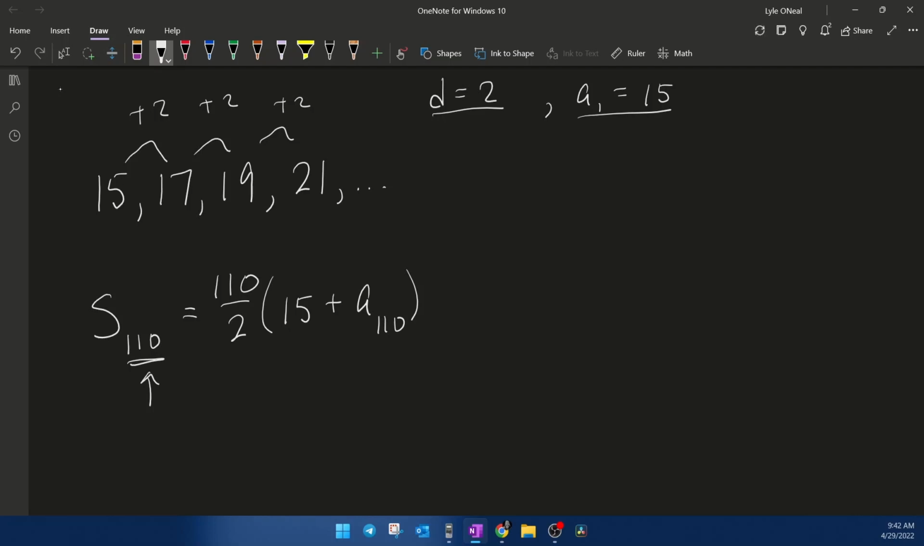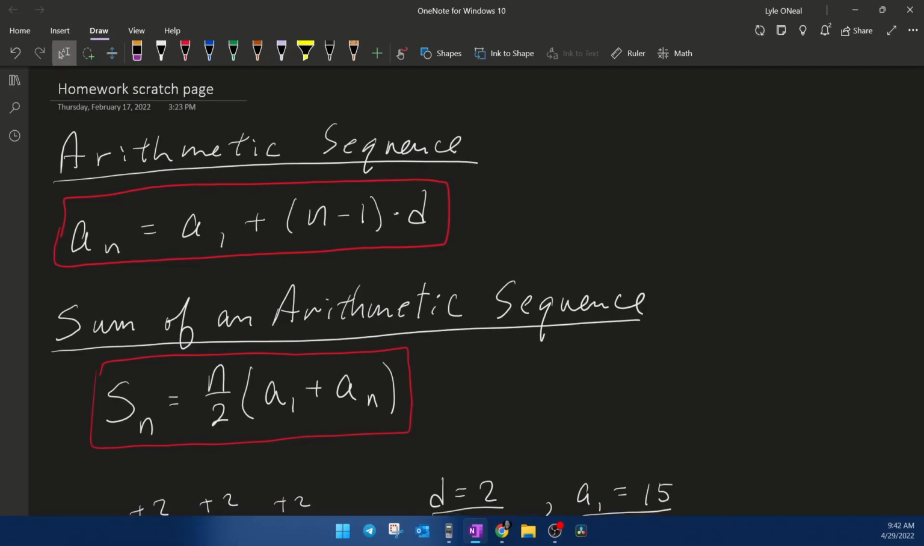And they don't give me that. They just give me the first 4. In order to use the sum formula, I need the 110th term. Well, lucky for me, I have a way to find that, which means we're going to have to scroll up and use the formula for the general term of an arithmetic sequence.